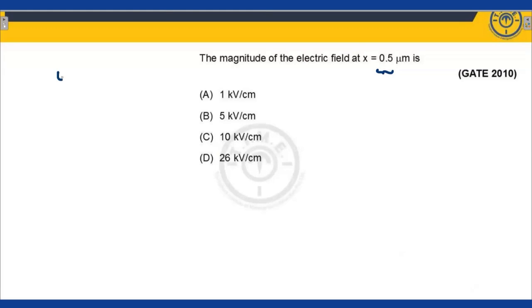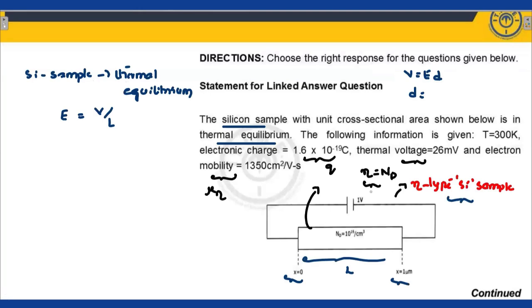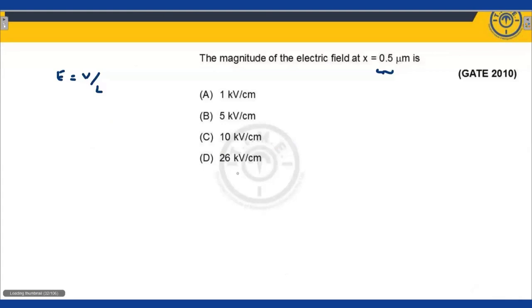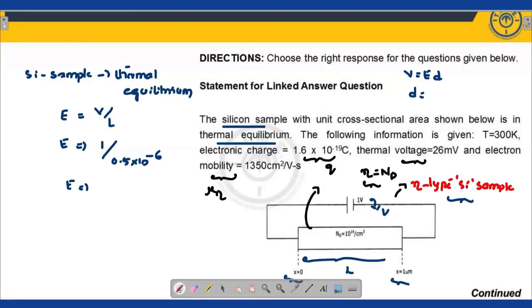So here E equal to V by D means V by L. What is the voltage he has given? He has given the voltage as 1 volt. So E is equal to 1 by L. And he is asking that the L value is 0.5 micrometers, 0.5 into 10 power minus 6. Then E is equal to, very, very important, see, I am going to do the question over here because the answer is here.